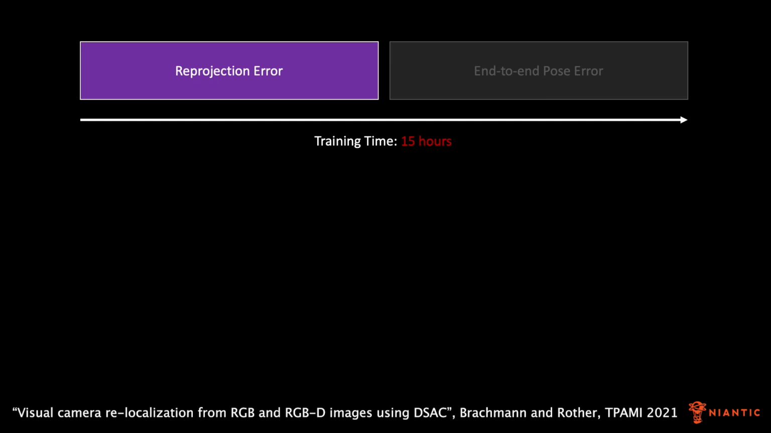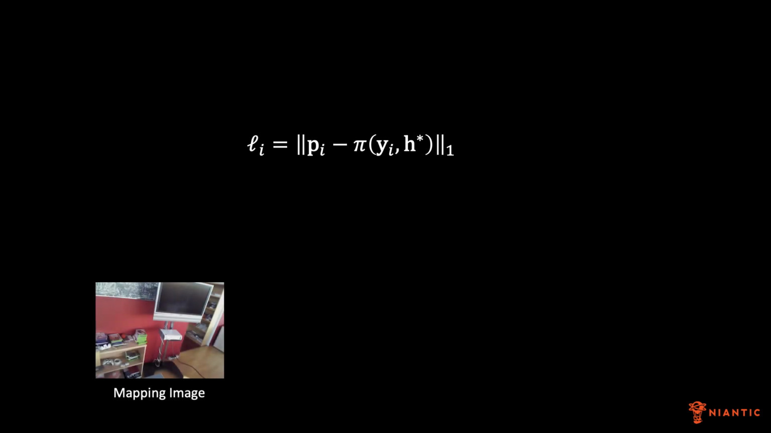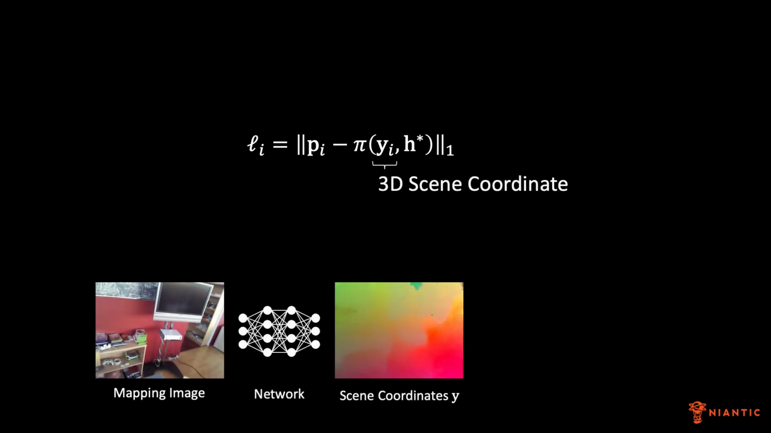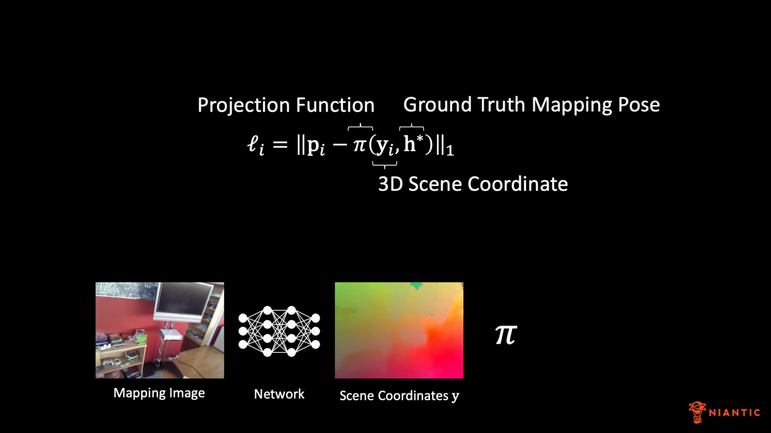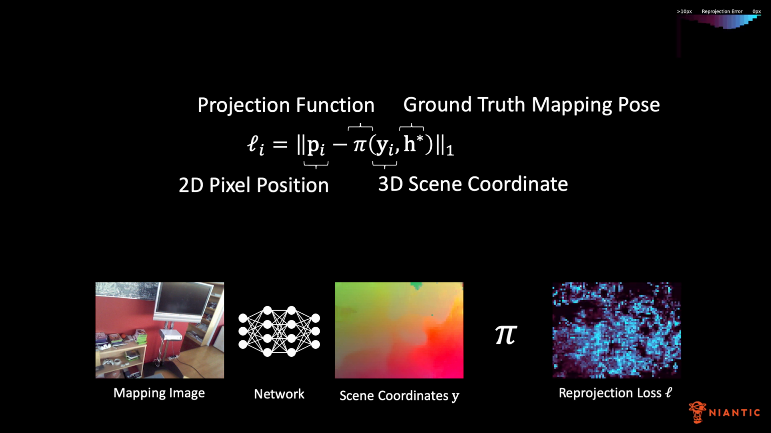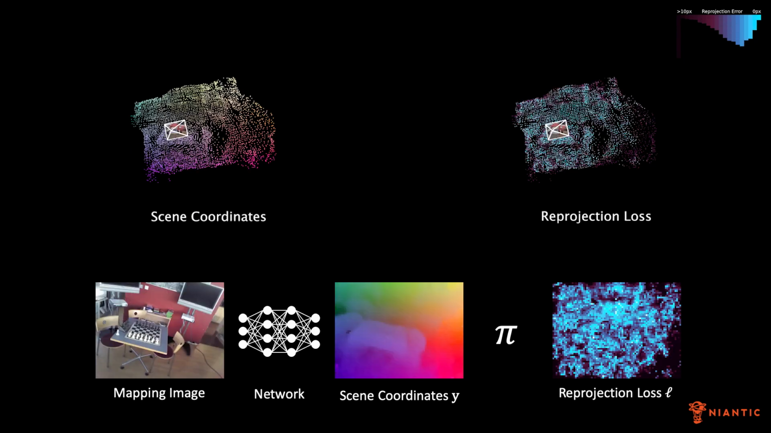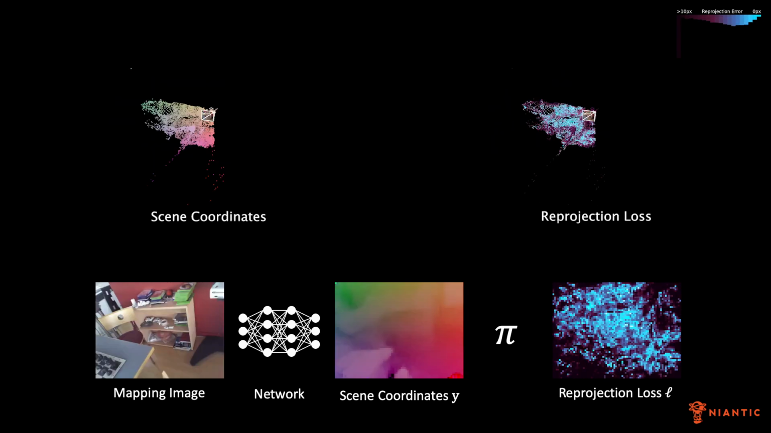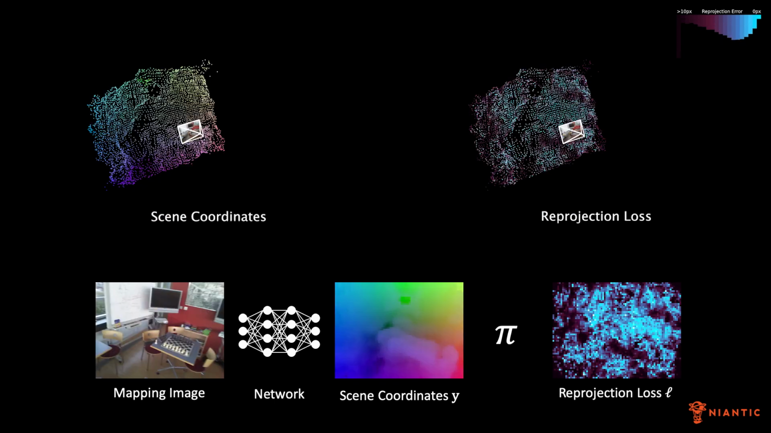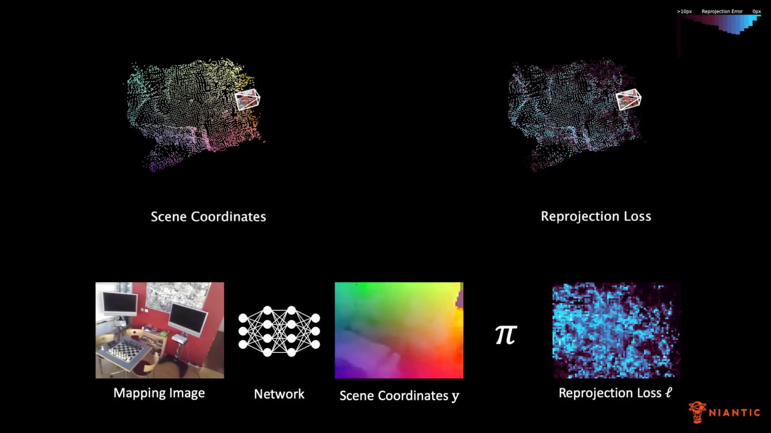Let's focus on the first stage. This is the reprojection loss we optimize. In each training iteration, we take one mapping image and let the network predict scene coordinates. Using the ground truth pose of the mapping image, we project the scene coordinate into the image. And we measure the residual error with respect to the position of the pixel the scene coordinate was predicted for. This loss uses only single view constraints. Hence, the depth of scene coordinates is ill-defined. But throughout training, the network sees many different mapping images. It converges to a scene representation that is consistent across views, with scene coordinates having their correct depth.